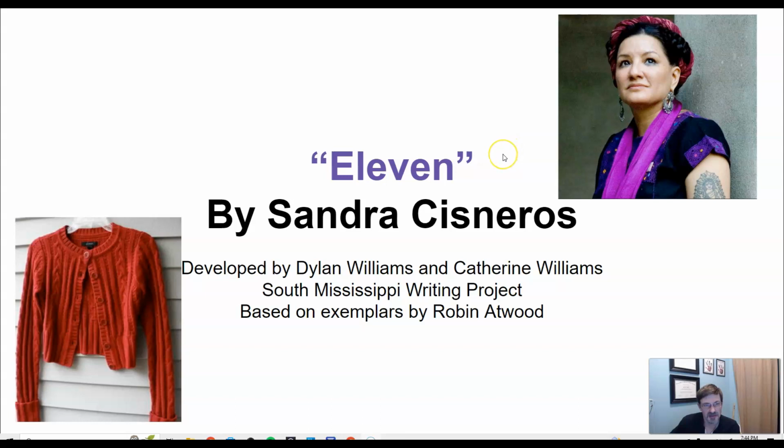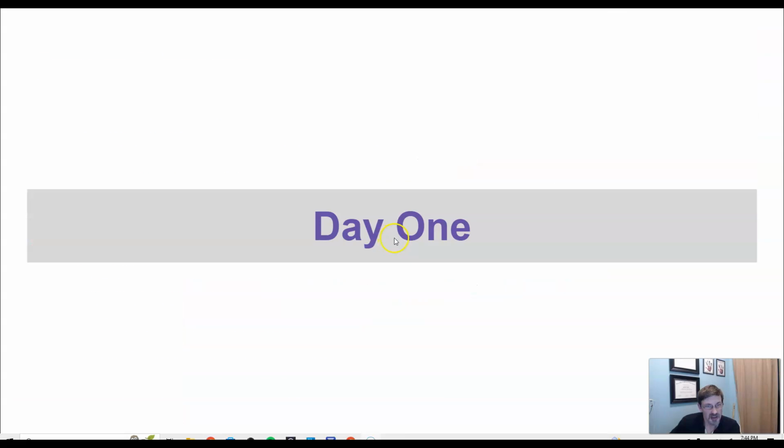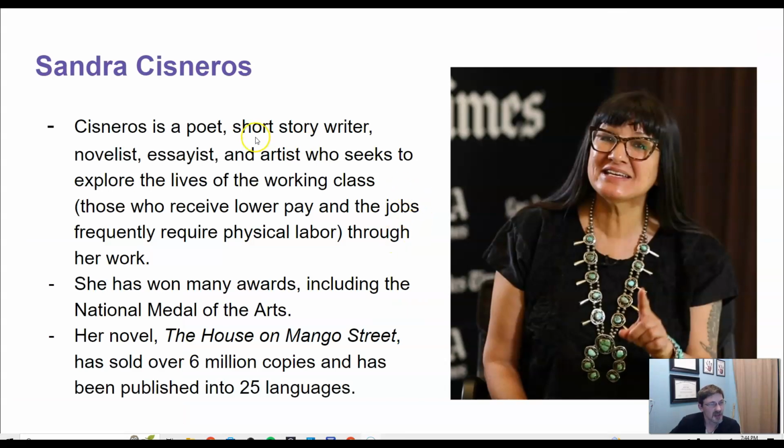So this week our text is titled "Eleven" by Sandra Cisneros, and this is day one. So we see here that Sandra Cisneros is a poet, a short story writer, a novelist, an essayist, and an artist who seeks to explore the lives of the working class, those who receive lower pay and whose jobs frequently require physical labor, through her work. She's won many awards, including the National Medal of the Arts. Her novel, The House on Mango Street, has sold over 6 million copies and has been published in 25 different languages.